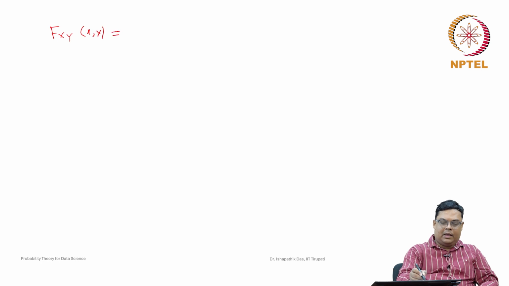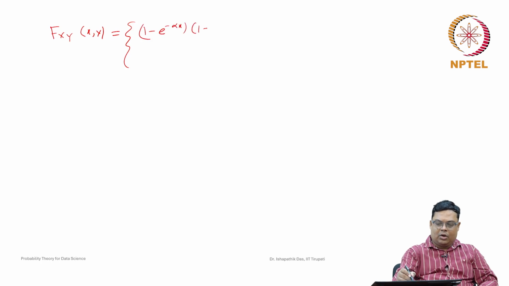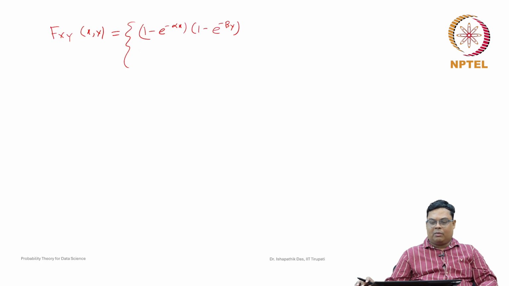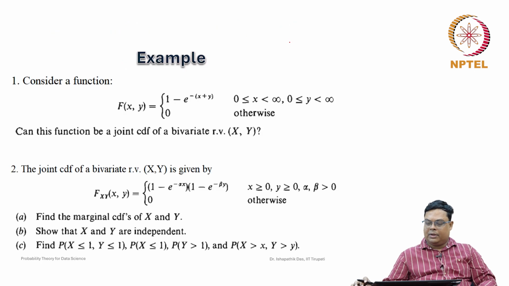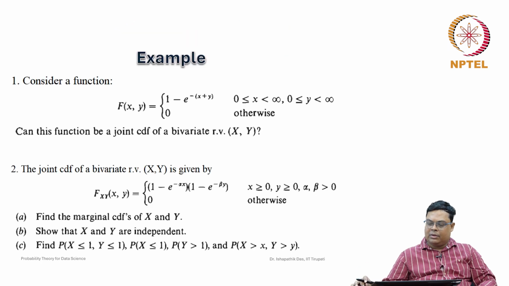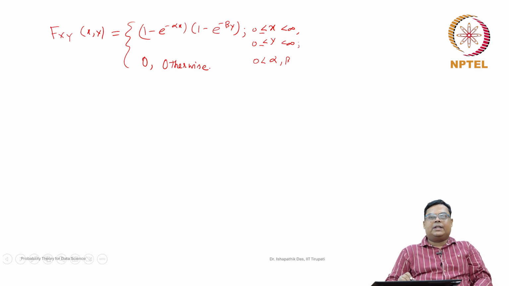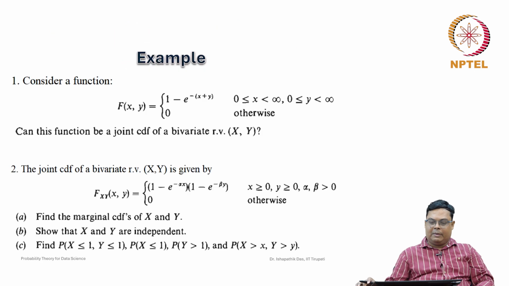This F_XY(x, y) is defined for a bivariate random variable as 1 minus e to the power of minus alpha x, into 1 minus e to the power of minus beta y, whenever x is greater than or equal to 0 and less than infinity, y is greater than or equal to 0 and less than infinity, alpha, beta greater than 0, and 0 otherwise.